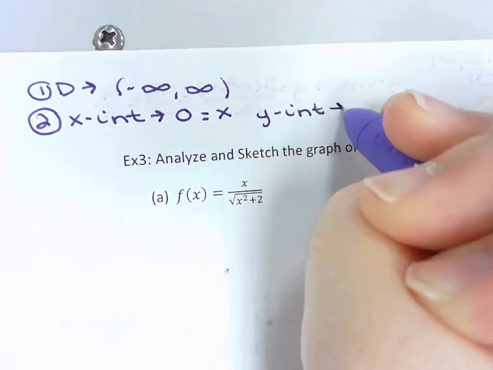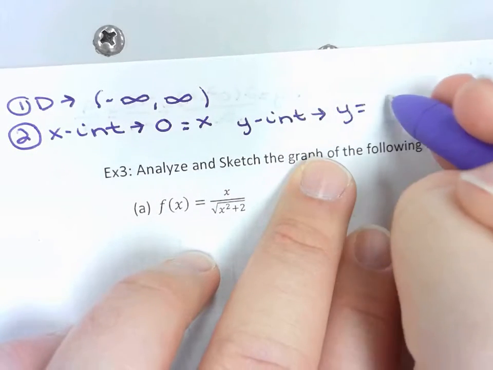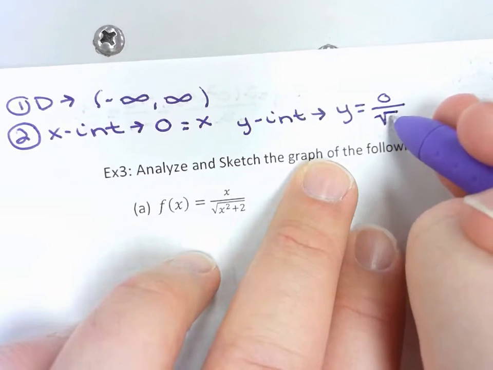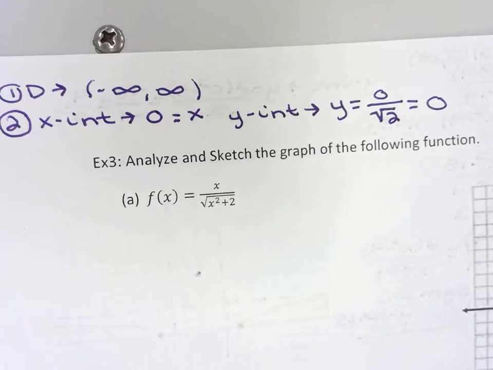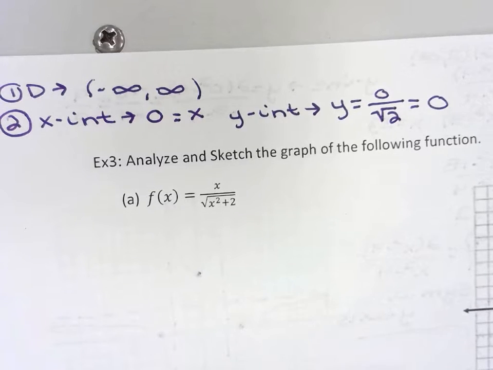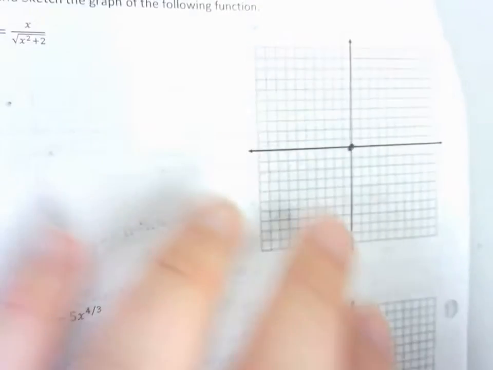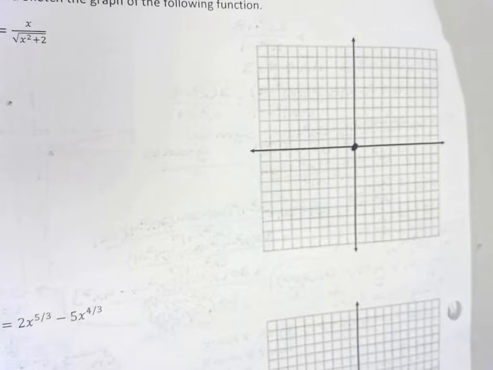plug 0 in where x is. So 0 over the square root of 2. So it's just 0. If my x and y-intercept are both at 0, then it's just going to go through the ordered pair (0, 0). So it's going to go through the point (0, 0). I like graphing it as I go through it.